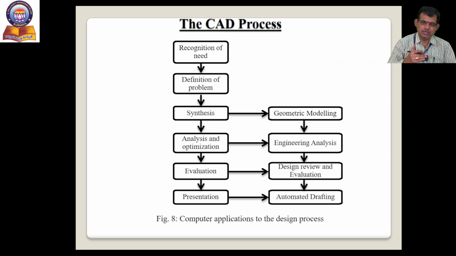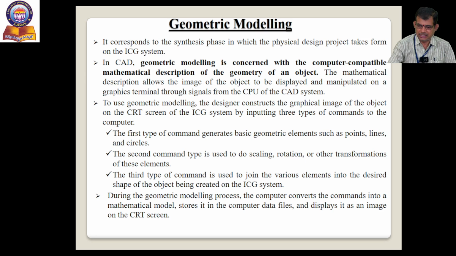So the corresponding terminology used for synthesis is geometric modeling. For analysis and optimization it is engineering analysis. Evaluation is called design review and evaluation. Presentation is called automated drafting. So this is the basic thing of the CAD process, computer applications to the design process. Let us see one by one very clearly.